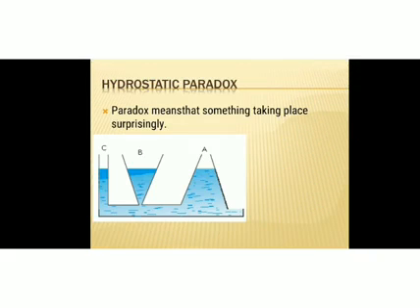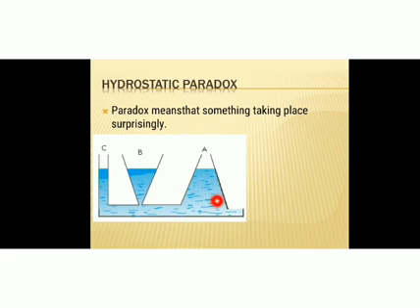Now we can discuss the most important and also most interesting concept, that is hydrostatic paradox. See, hydrostatic means: hydro means water, static means rest. So we are dealing with water or fluid at rest. And paradox means that something takes place surprisingly, because we are expecting a result and we are observing a surprisingly different result. So here you can see 3 vessels, and the 3 vessels are different in their shape.